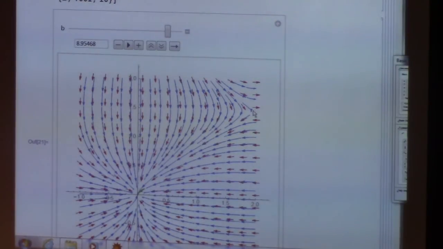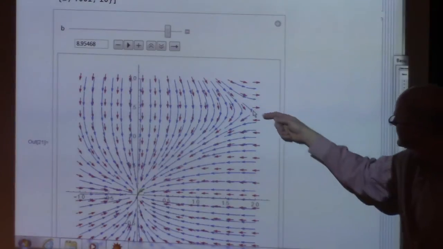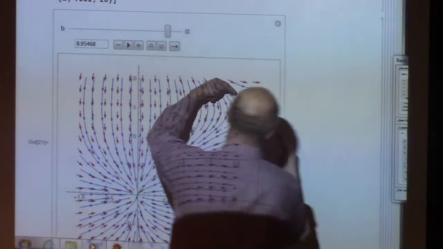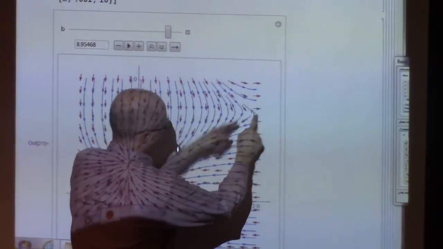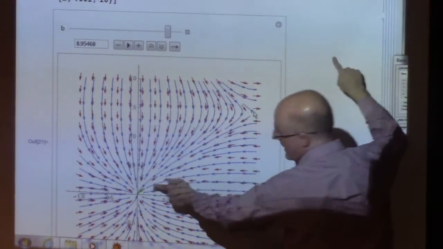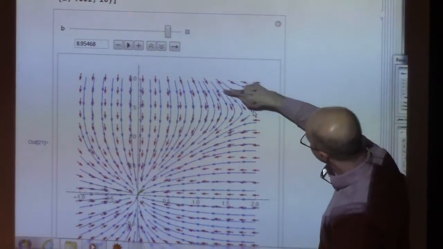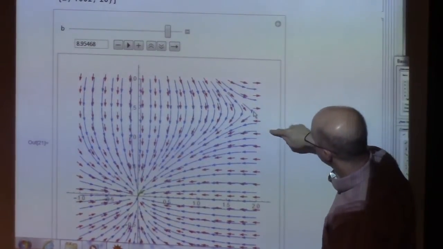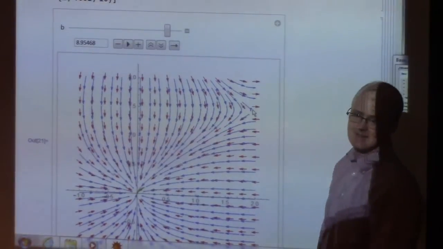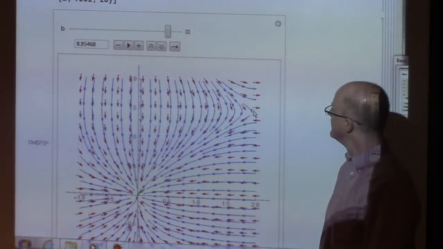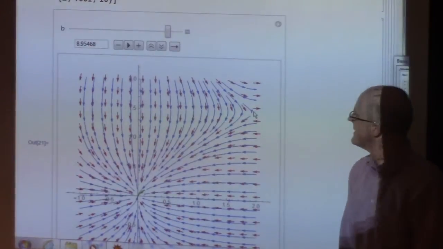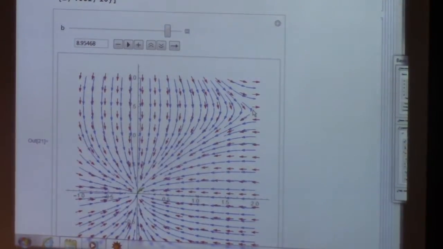There's one right here. I think it's a saddle point. It looks like solutions are heading toward it in this direction and going away in this direction, and sort of going in a hyperbolic kind of way by it in other directions. It's right around here, it looks like, with the other equilibrium point.